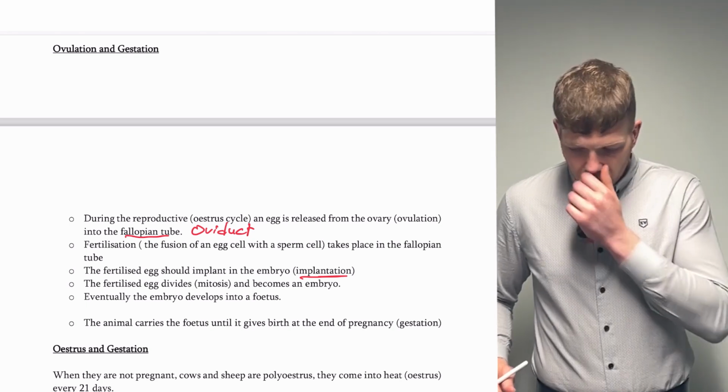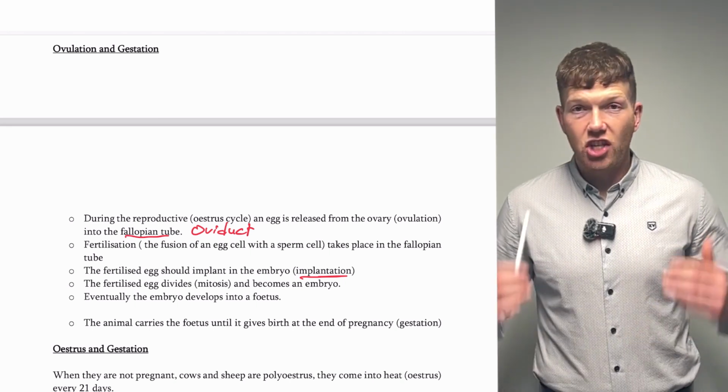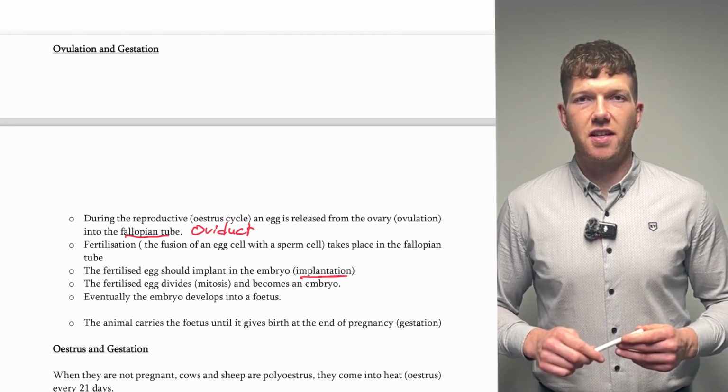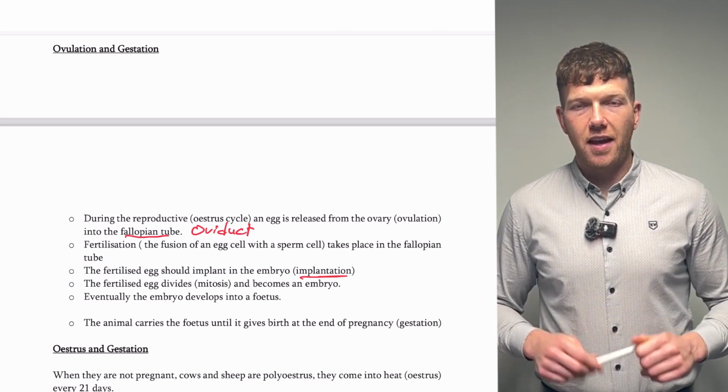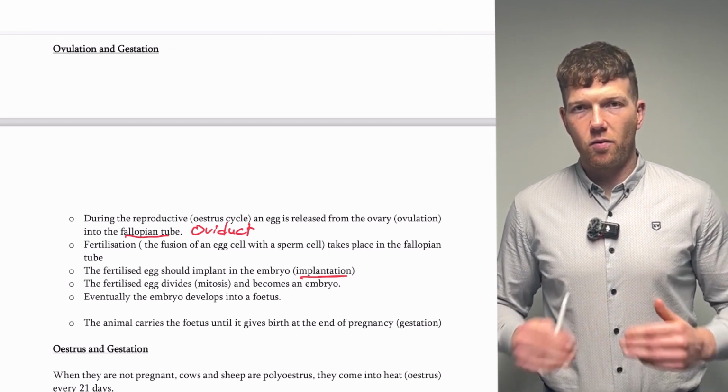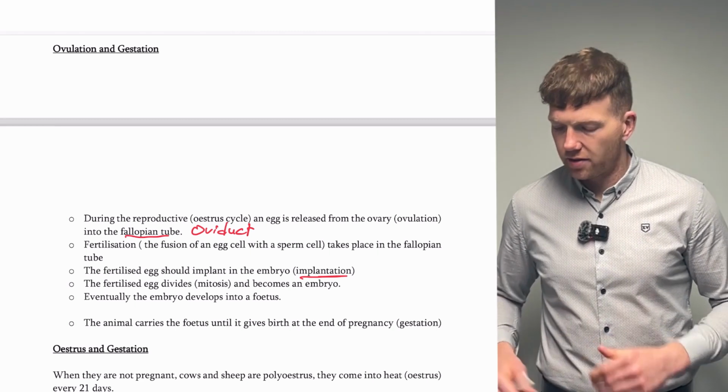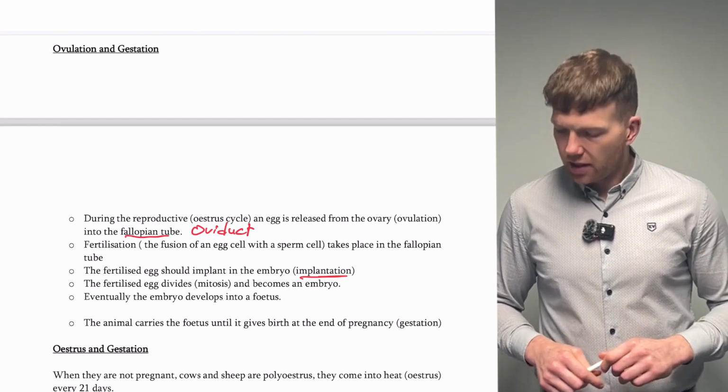Now, just to look through, we're talking about ovulation and obviously gestation. Ovulation is the release of the egg from the ovary. Gestation is when a cow is pregnant. Again, the days they're pregnant for, we'll be going through with different organisms: cattle, sheep and pigs.